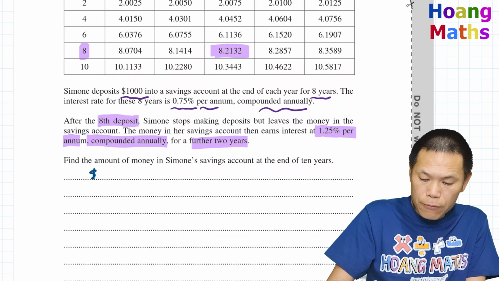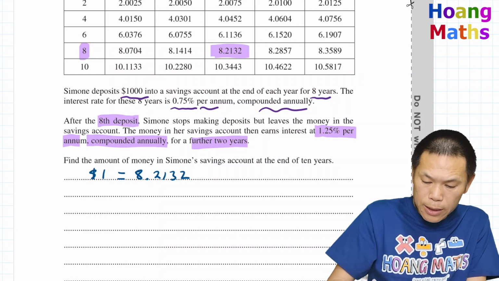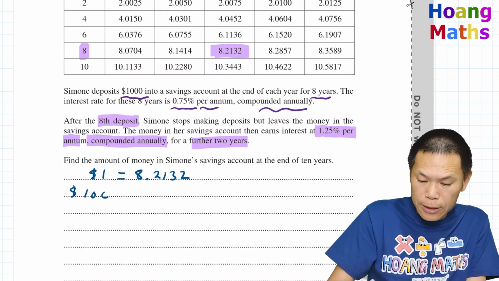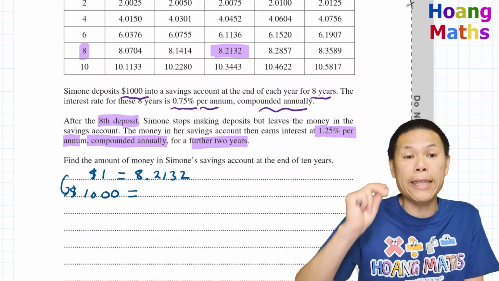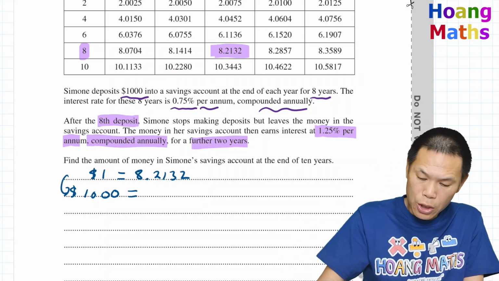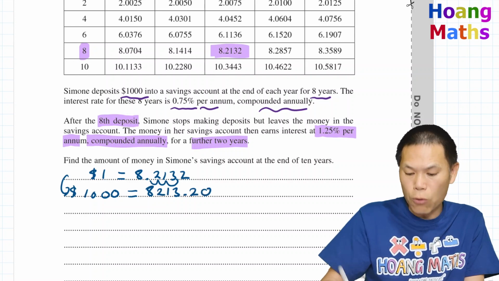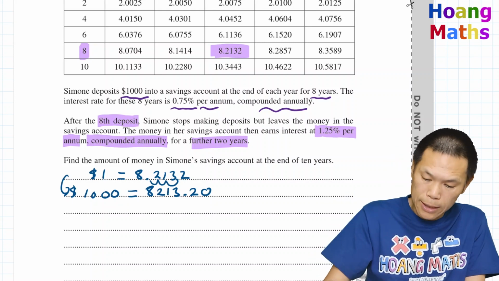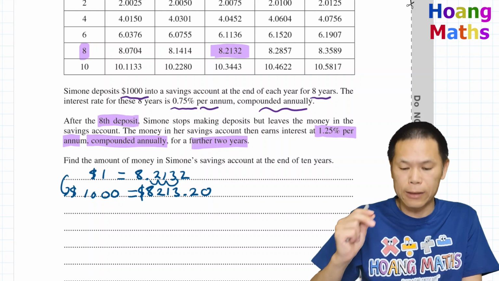The annuity of $1 is 8.2132. But he deposited $1,000 instead of $1, so from here to here we times by 1,000. Therefore on the right hand side, we need to times by 1,000 as well. So we move 1, 2, 3 places: 8213.20, because it's money, 2 decimal places. That is how much is in his account at the end of 8 years.